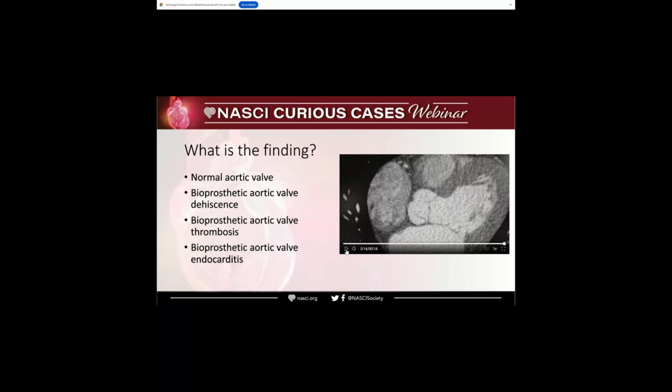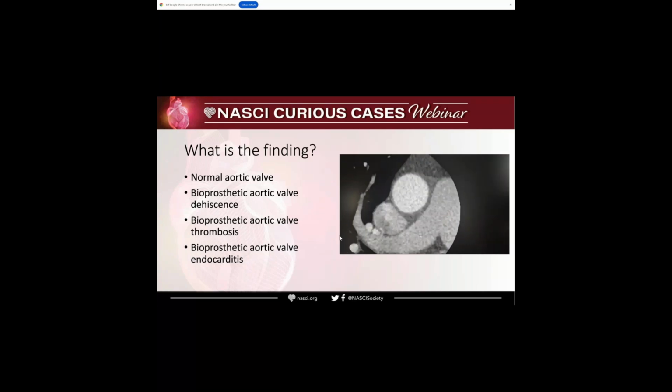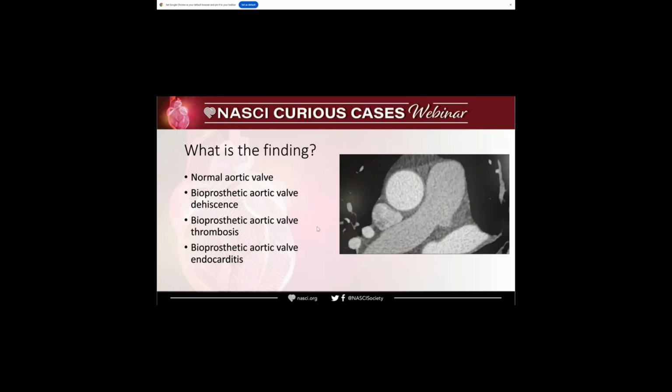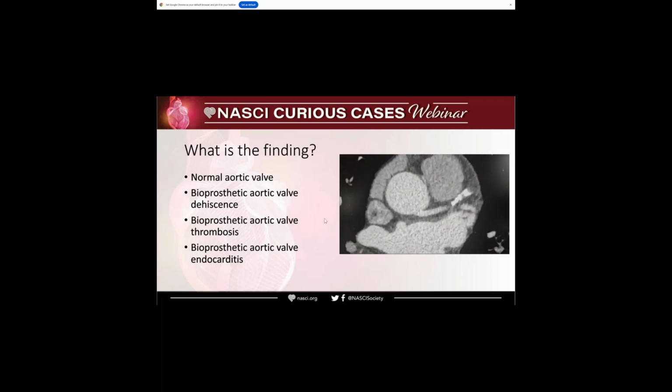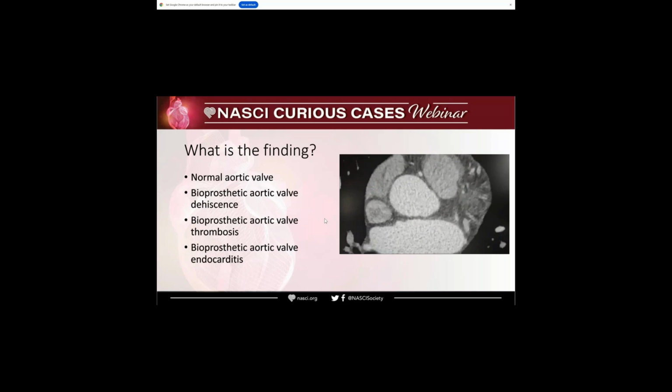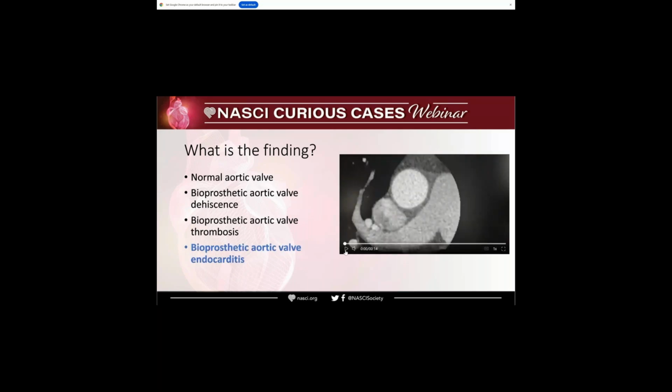This one also looks like an anomalous RCA, with a normal aortic valve. I'm not seeing findings of a bioprosthetic aortic valve. Like that right there, there's a split of the origin of the RCA.